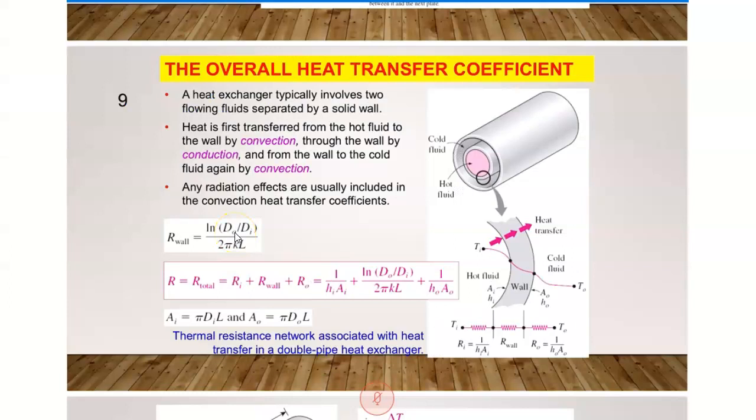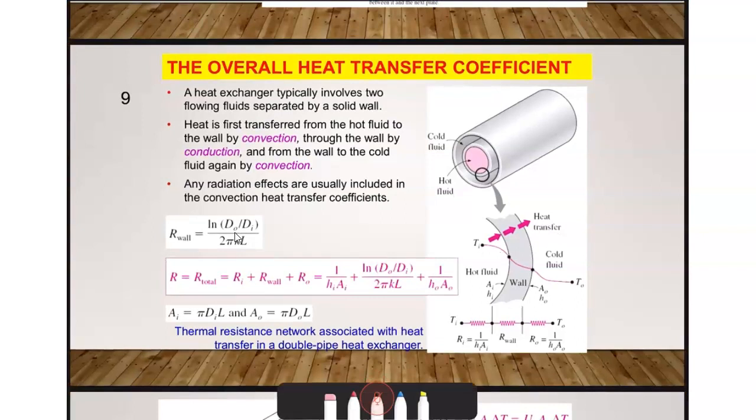Okay, the next one we will learn is the overall heat transfer coefficient, which is actually U. So in an overall heat exchanger, for example, we have over here a heat exchanger involving two flowing fluids separated by a solid wall. So this one is the solid wall.